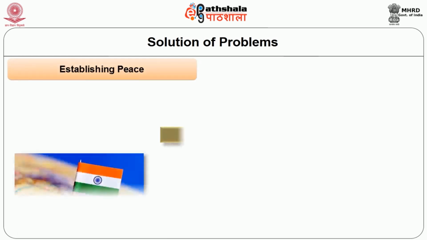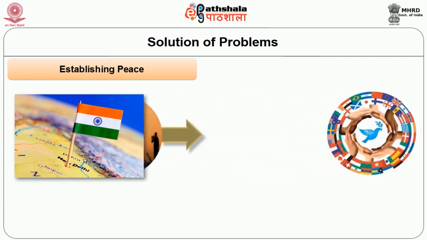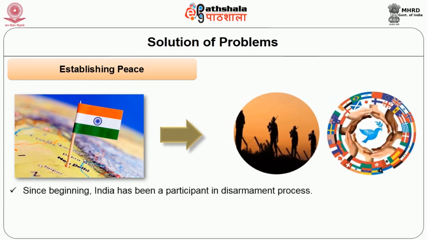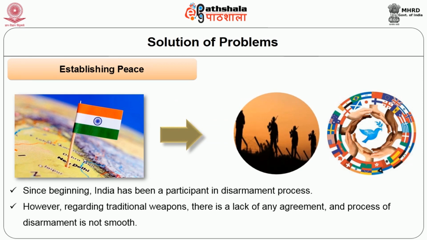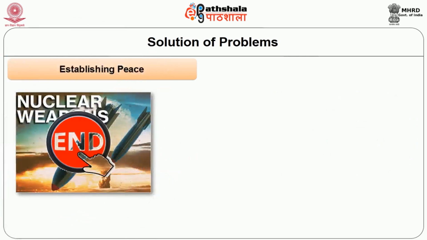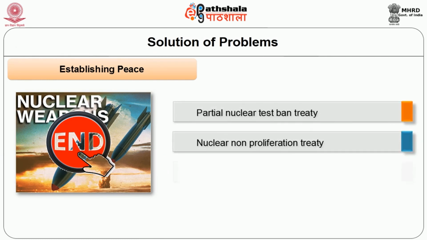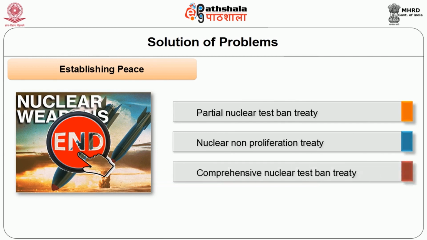Establishing peace. India's foreign policy has continuously tried for world peace and security. Since beginning, India has been a participant in disarmament process. However, regarding traditional weapons, there is a lack of any agreement and process of disarmament is not smooth. With a view to put an end to the race of nuclear weapons, 3 main efforts have been done: Partial Nuclear Test Ban Treaty, Nuclear Non-Proliferation Treaty, and Comprehensive Nuclear Test Ban Treaty.